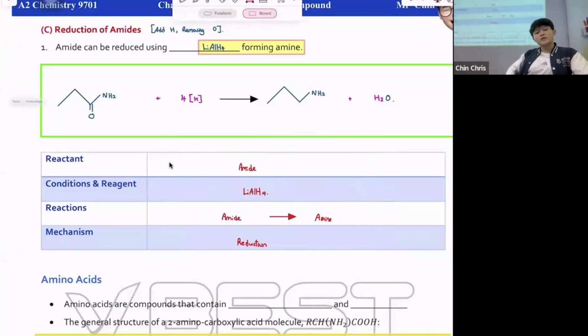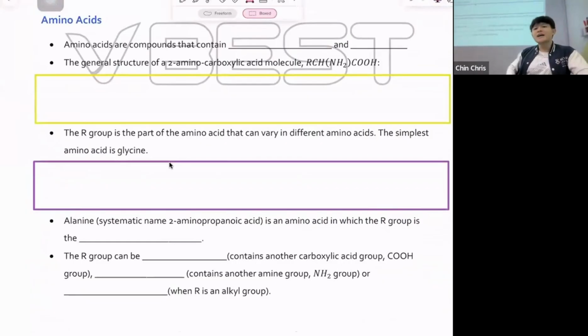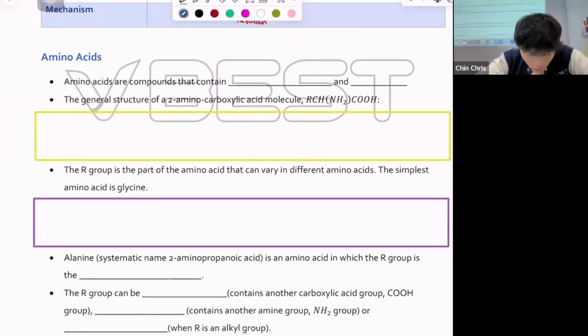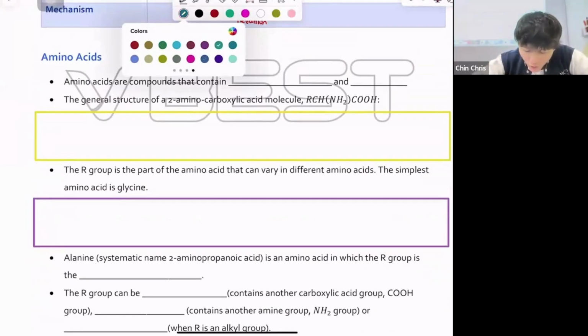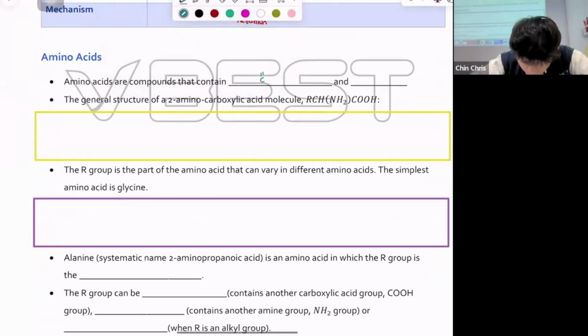Okay, right now let's move on to the last part, amino acid. Okay, right now, guys, let's look at amino acid. So for amino acid, this is how we draw it. Amino acids are compounds that contain a COOH group and an NH2 group.